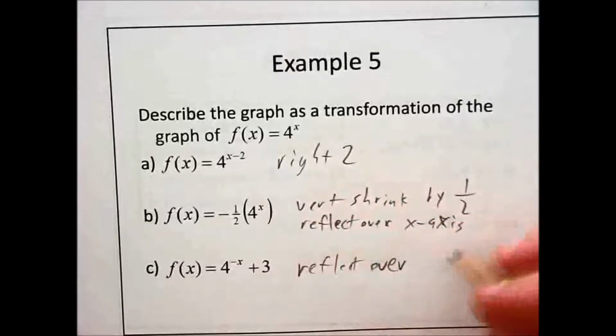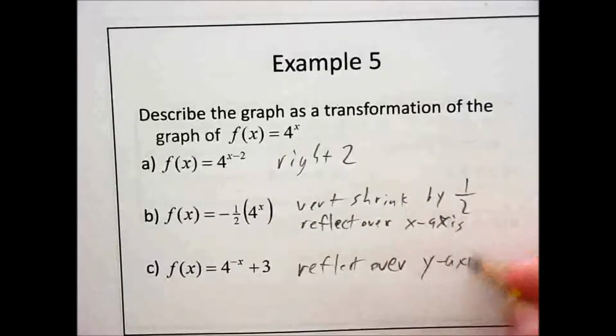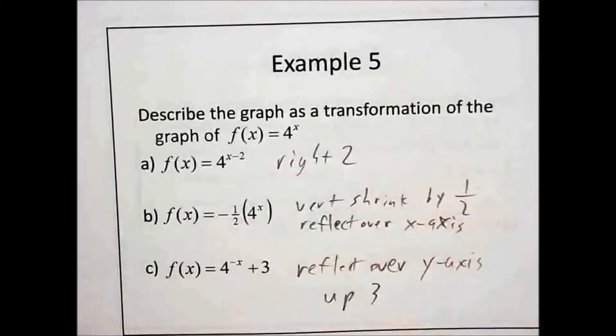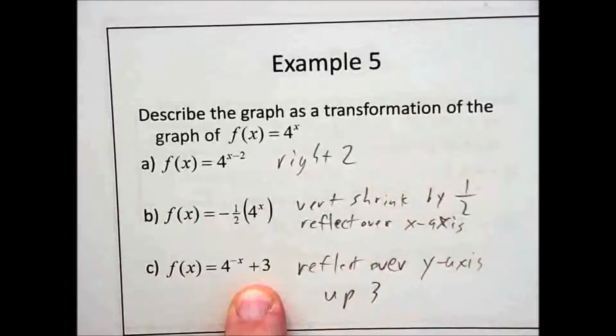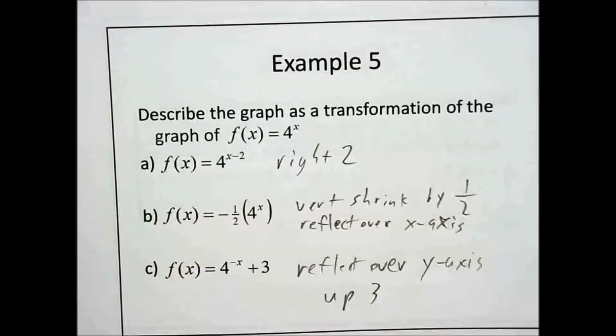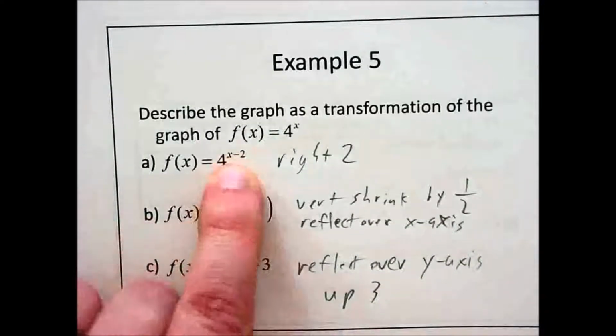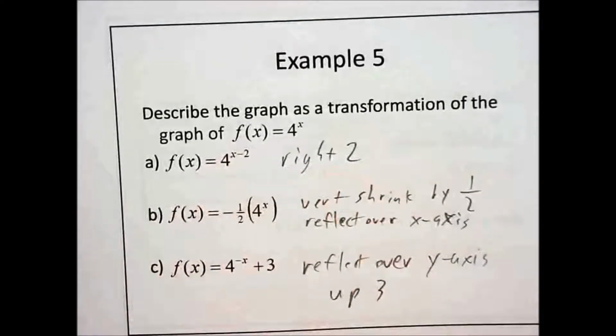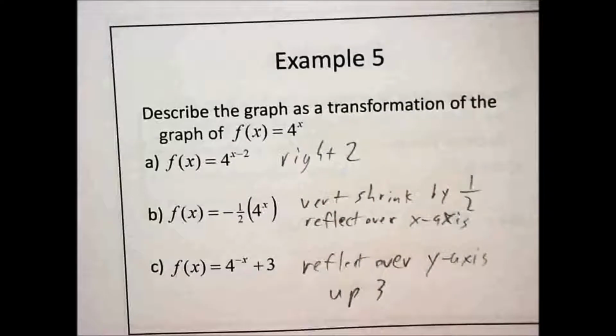Down 3? Up 3. Remember, the vertical is going to do whatever the number flat out says. The horizontal is when it does the opposite behavior than what the number implies. That's why -2 inside is going to go right 2, plus 3 outside is going to go up 3. Okay? Questions on those? Okay.